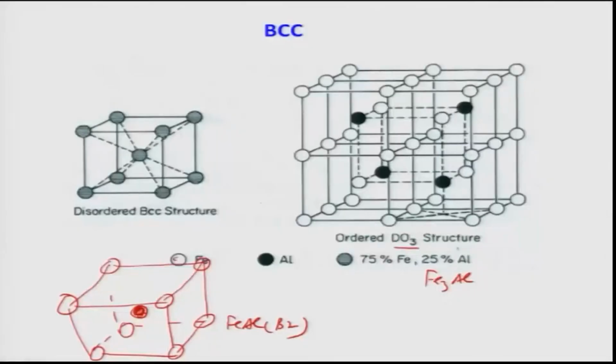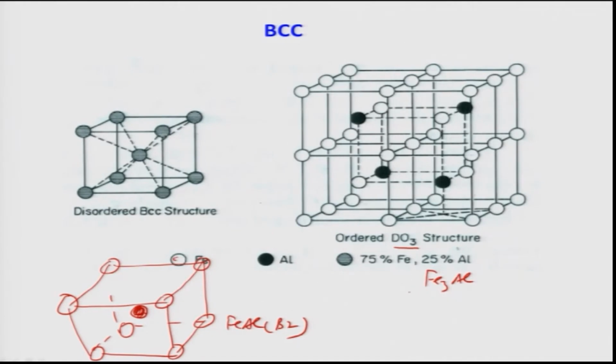You see there are 1, 2, 3, 4, 5, 6, 7, 8 unit cells, and only the central atoms in these unit cells are actually occupied by the aluminum atoms, and the corner atoms are occupied by the iron atoms. Remember, only 4 aluminum atoms are shown, 4 are not shown. Okay. So, in this way we can see that the stoichiometry will be Fe3Al, 75% iron and 25% aluminum, and the structure is known as the DO3 structure.